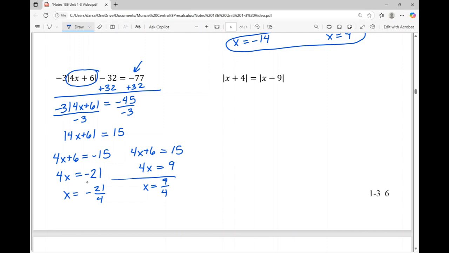And you can see it would be pretty hard to guess and check your way to those two answers. You really need to have the methodology of how to solve these absolute value equations.